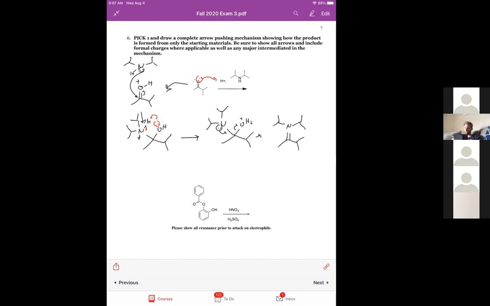From here, we have a pretty large nitrogen base in solution. We've got some different protons. We've got a tertiary one and a primary one. Diisopropylamine would be considered a large base. So this would pull off a proton from this less substituted position in order to give us an enamine product where the double bond is on the primary position.